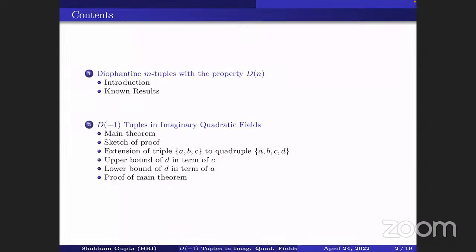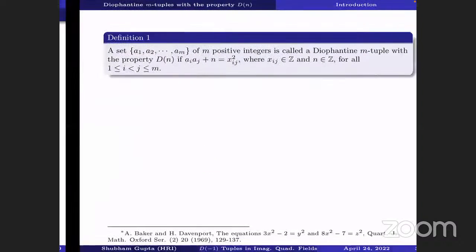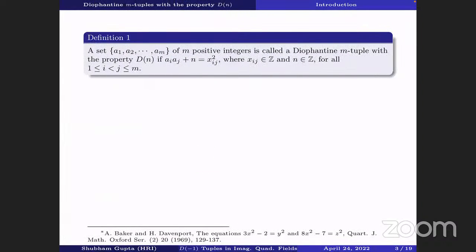After that, we generalize our definition, and then we will state our main theorem. Following these steps, like the upper bound of D and the lower bound of D, we will prove our main theorem. So let us start with the definition.